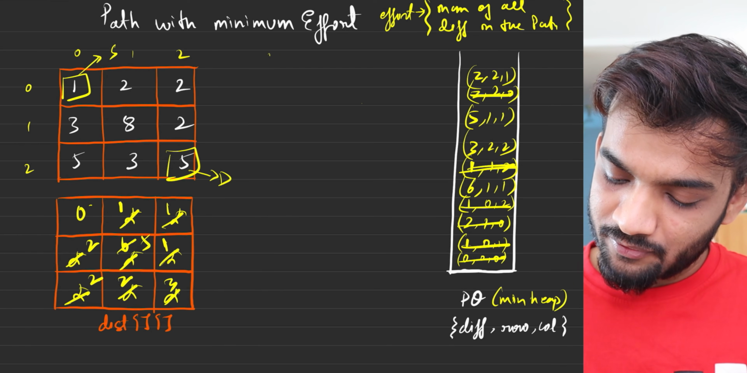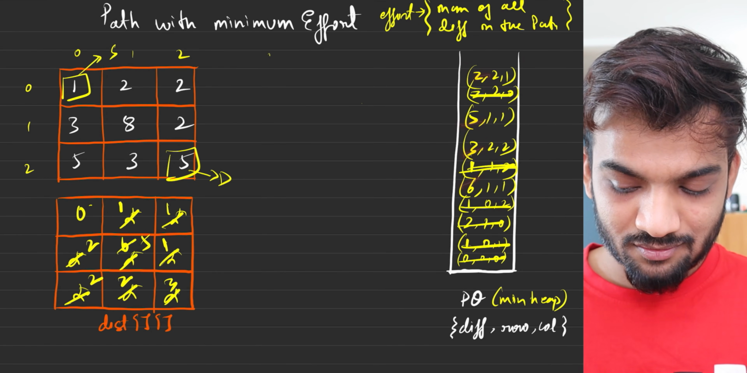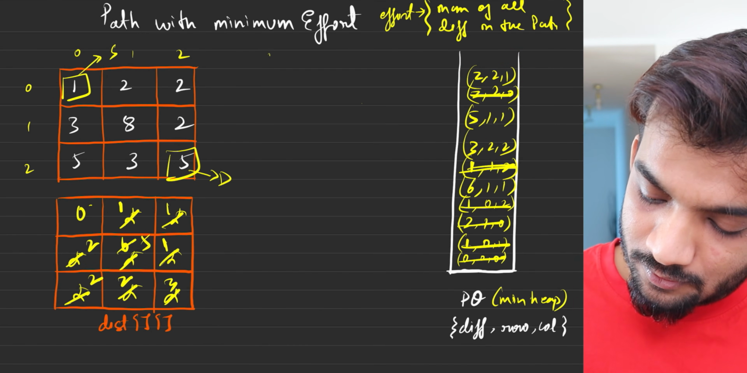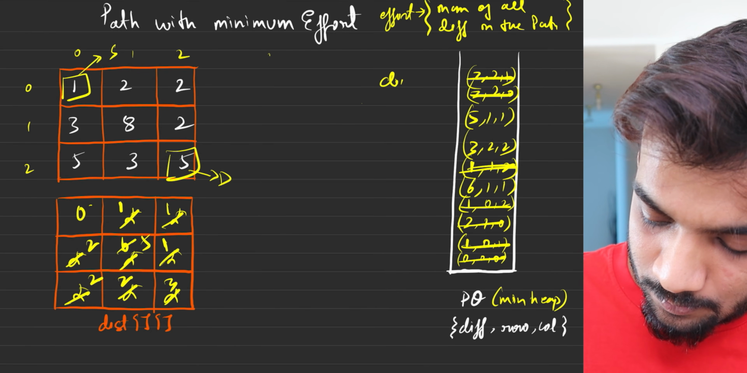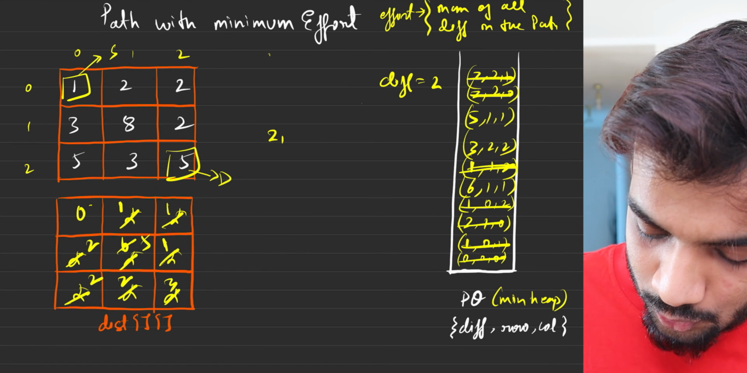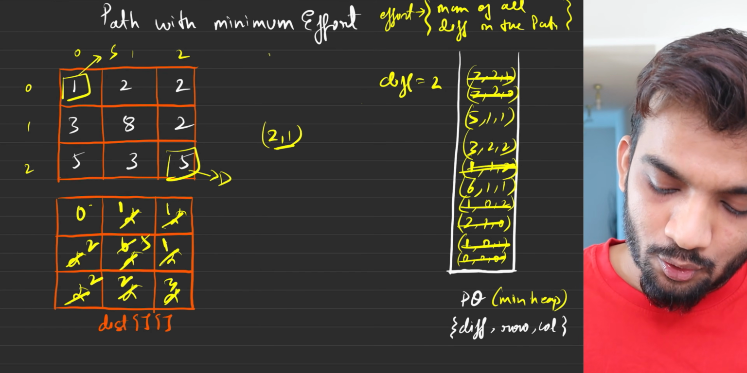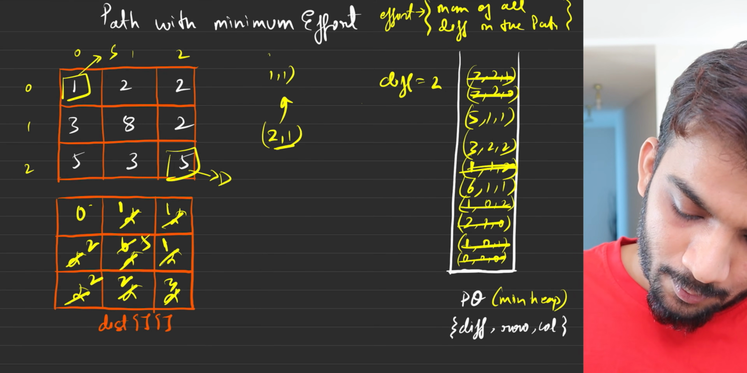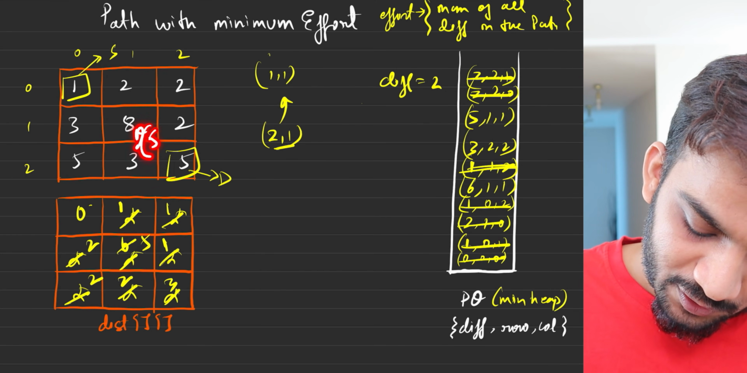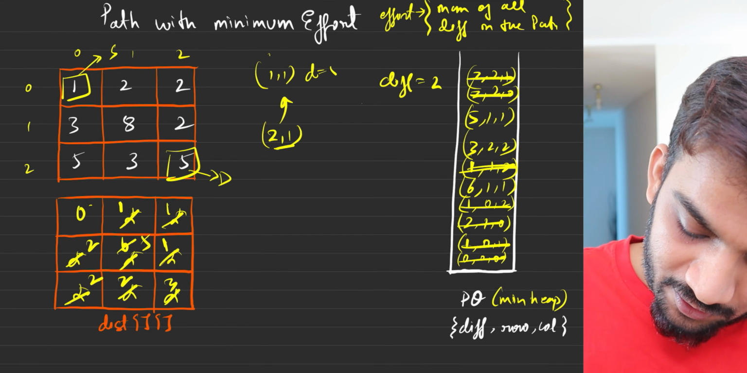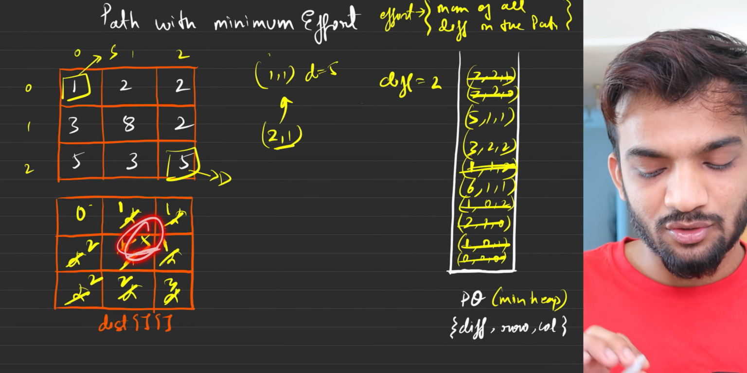What will be the next element? 5, 3, 2, 6. 2 obviously. Let's take it out. So I can say the difference is 2 now. And we are at 2 comma 1. So if you are at 2 comma 1, where can you go? You can go to the top, which is 1 comma 1. Basically this. And the difference will be 5. But we already have a 5 difference. So no need to take.